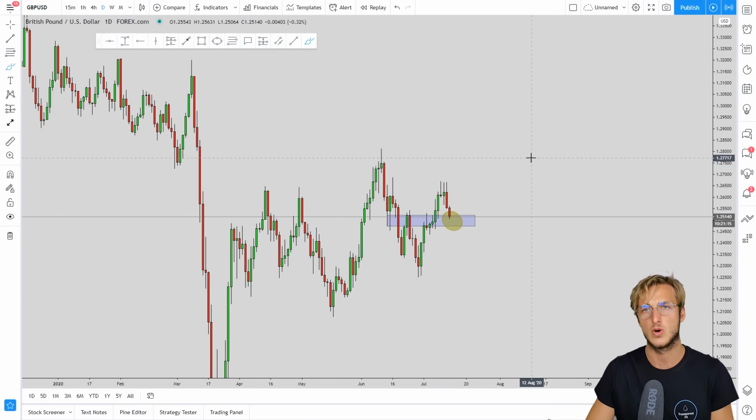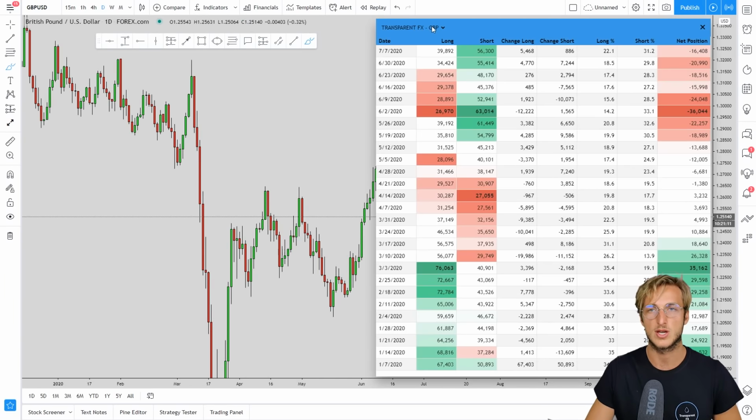Now, before I show you how we will be approaching this with students, let's go and give a quick check at what we have from a COT perspective, so commitment of traders. What the biggest banks and institutions, so the speculators, the non-commercials in the market, so the hedge funds, are currently doing and how they're positioned.